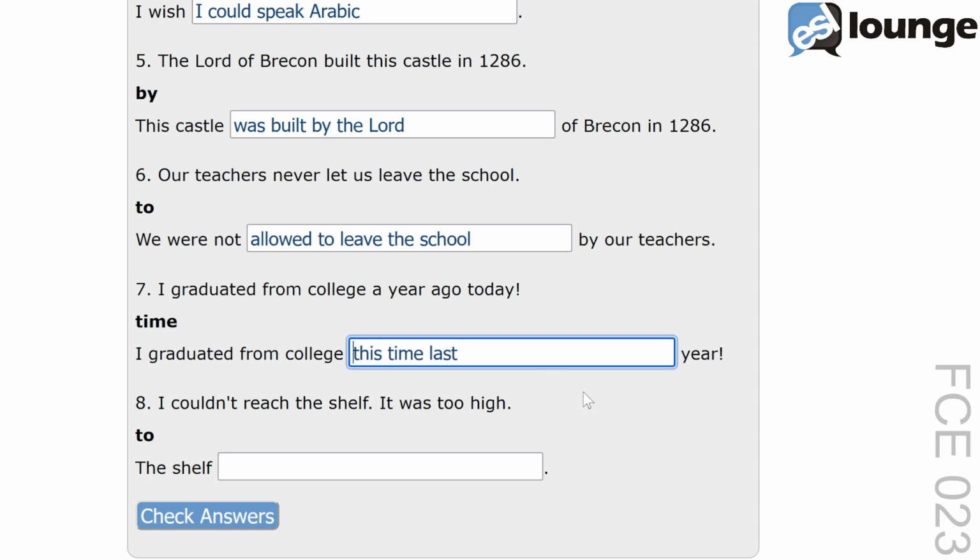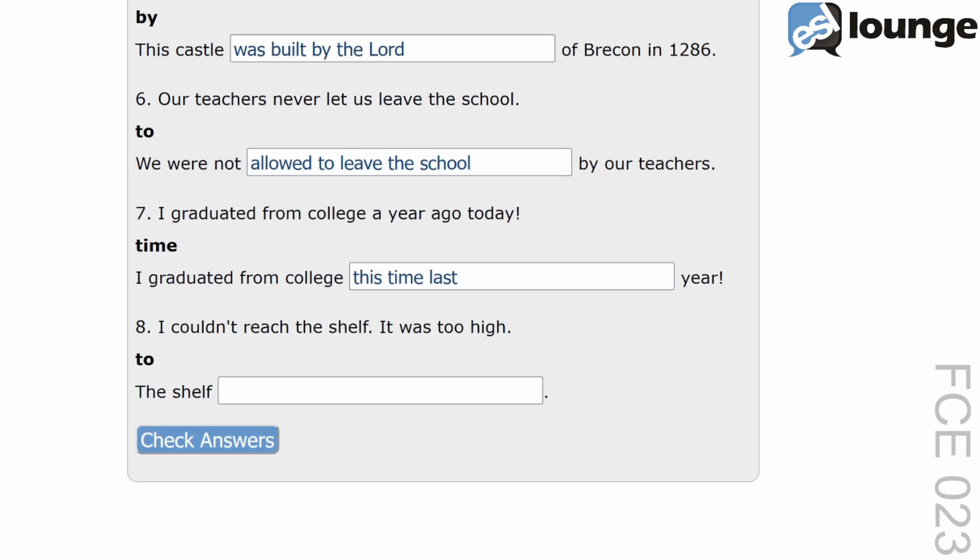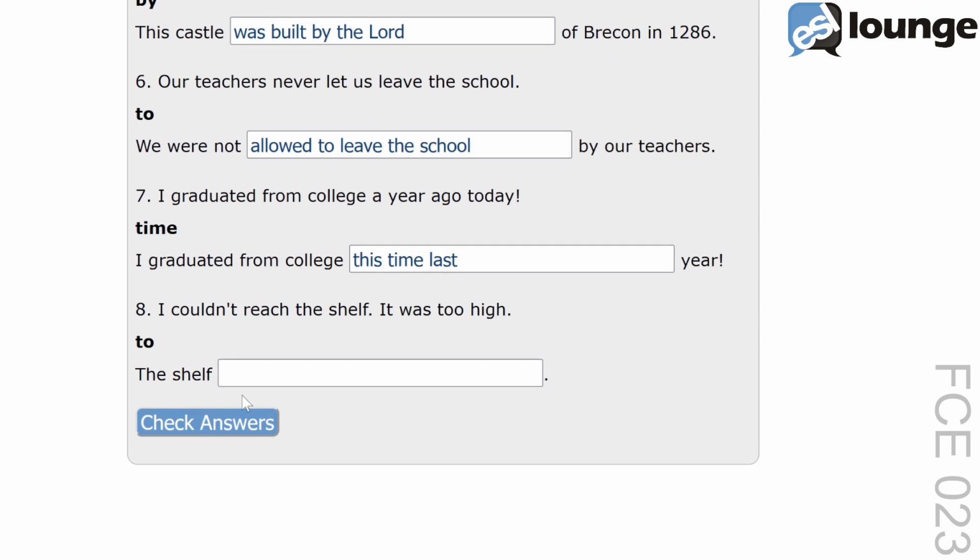And now the last one, question 8. The original sentence is, I couldn't reach the shelf. It was too high. The keyword is to, and the second sentence is, the shelf blank. The correct answer is, the shelf was too high to reach.